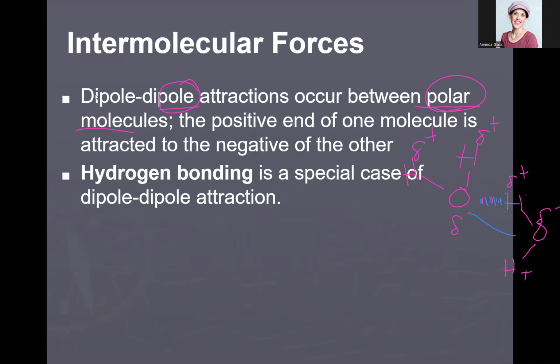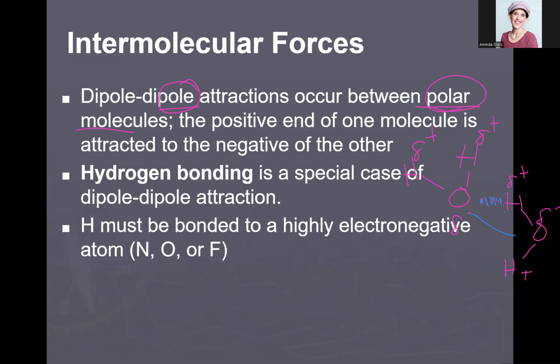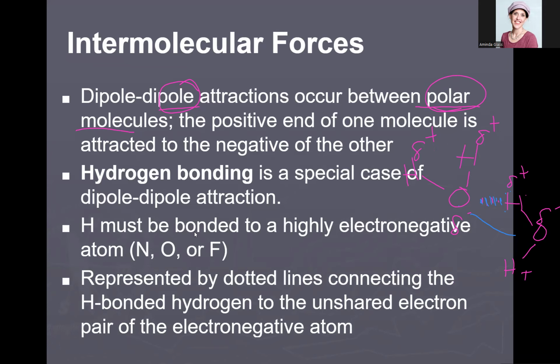You have hydrogen bonding, which is what happens in water, and that's just a special case of dipole-dipole attraction. The hydrogen must be bonded to a highly electronegative atom like nitrogen, fluorine, or oxygen. And as I said, that attraction is represented by these dotted lines connecting the hydrogen bonded hydrogen to the unshared electron pair of the electronegative atom.